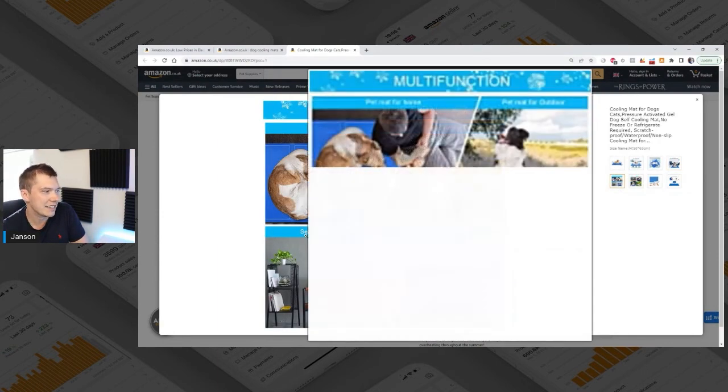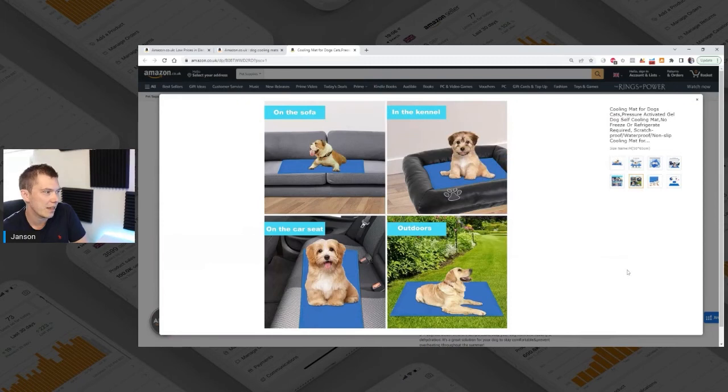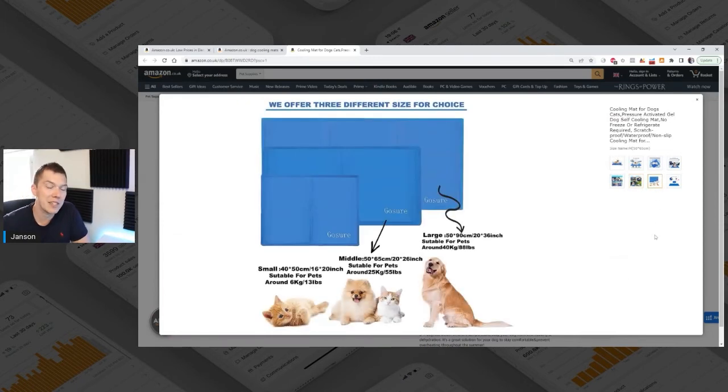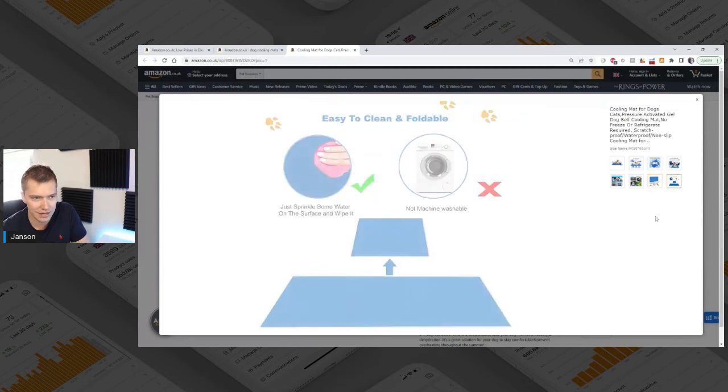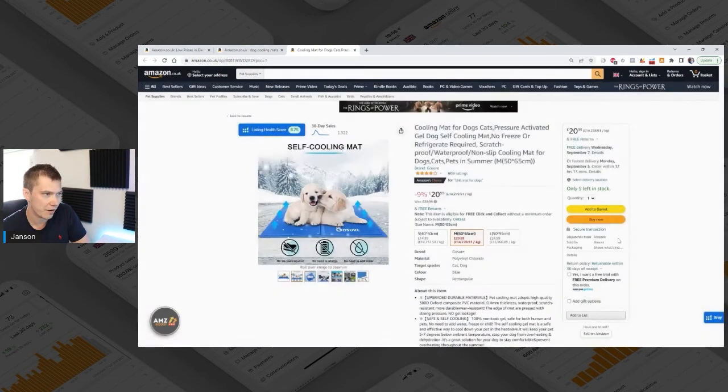Look, seat mat, cooling mat for laptop, stuff like that. You can make these images so much more compelling, on the sofa, in the kennel. They don't look great, do they? So that's why I'm saying the column that explains to you where the sellers are from is really important. And if you see a bunch of CNs, China, in the lineup, straight away there's probably going to be an opportunity for you to differentiate.